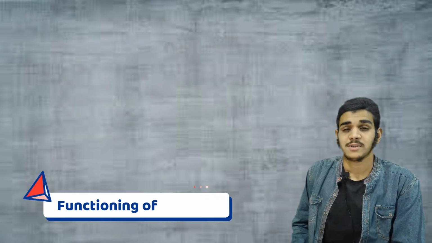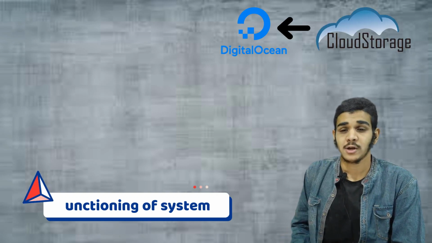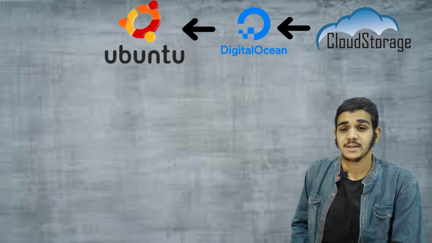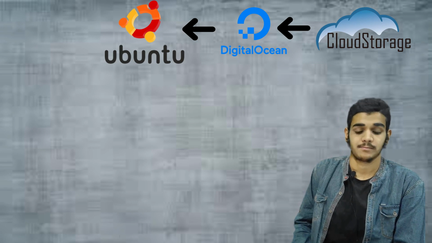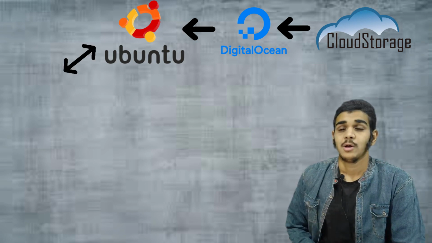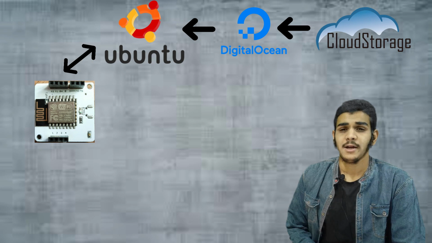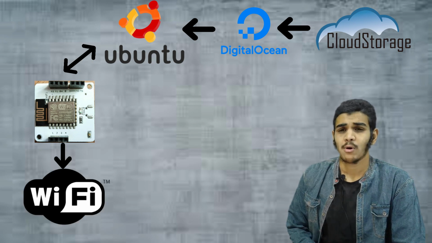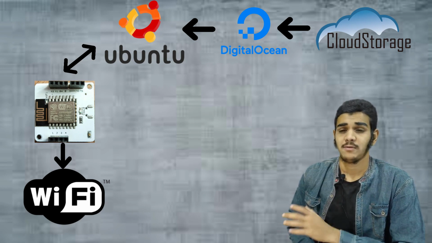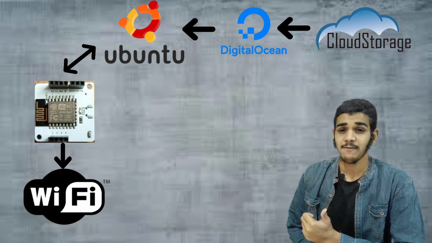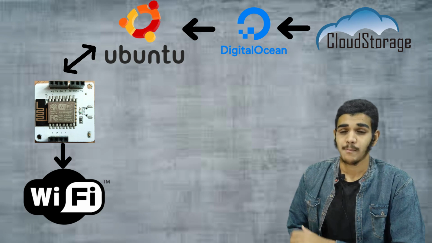So how is the system created? First, I have bought cloud storage on DigitalOcean by selecting the Ubuntu operating system, where I have written my code. Now the Bolt Wi-Fi module is connected to the local Wi-Fi of our home or office, wherever the box will be put, and it will be linked to the Ubuntu system, which I will now call the server. It will be linked with the server via the API key and the device ID of the Bolt module.